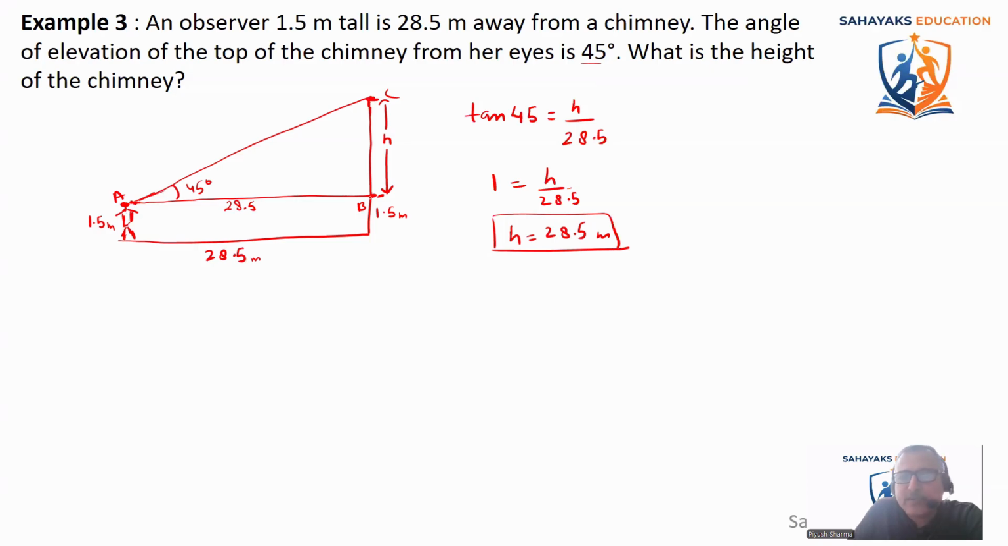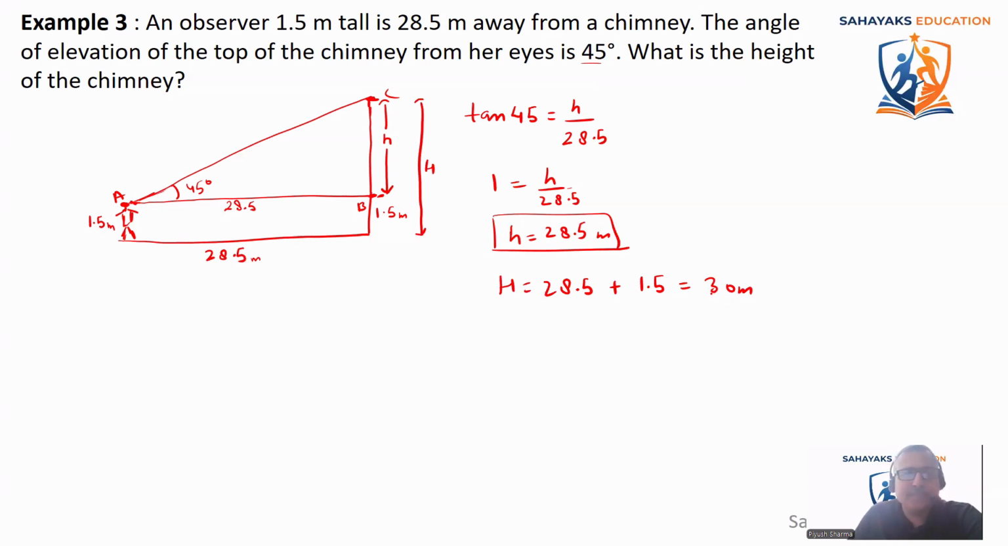So what is the height of the tower? This is the height of the tower. So the height of the tower is 28.5 plus the height of the lady, which was 1.5. They mentioned she, right? The observer's height was 1.5 meters, so we have to add that height also. So 28.5 plus 1.5 comes out to be 30 meters. So the chimney is 30 meters tall.